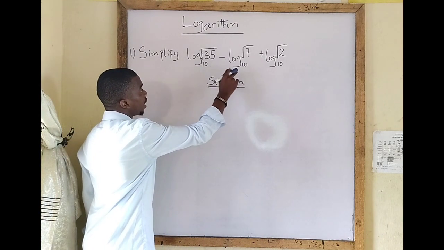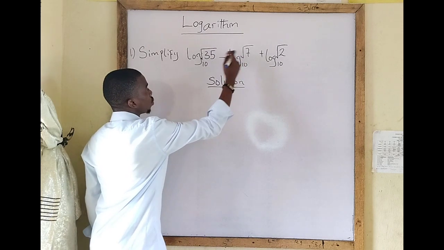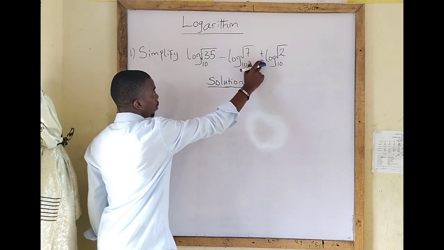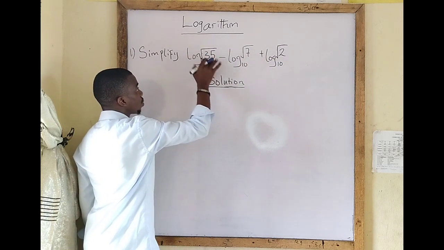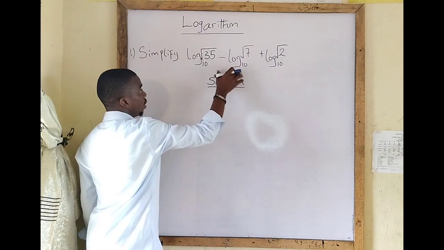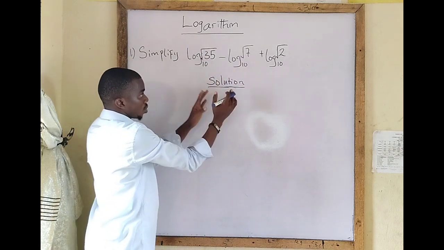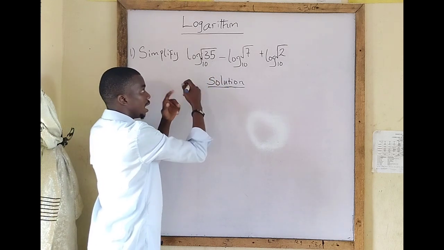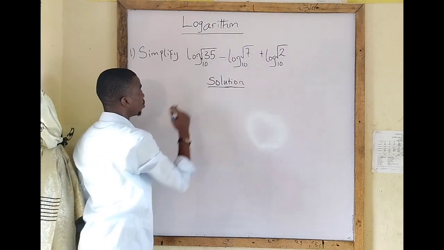But now, observe the arithmetic operations that are in between each of the terms of this expression. We have a minus sign and we have a plus. Now, we have log root 35. We are going to consider this first: log root 35 base 10 minus log root 7 base 10. The subtraction rule of logarithm says whenever you have two logs being subtracted, you take the logs to a single base and divide them. So this is what we are going to do here.